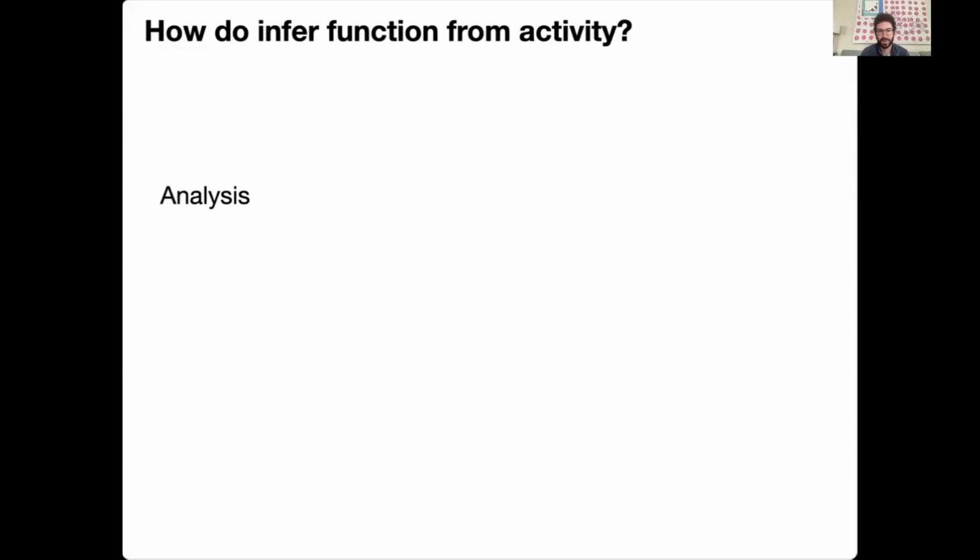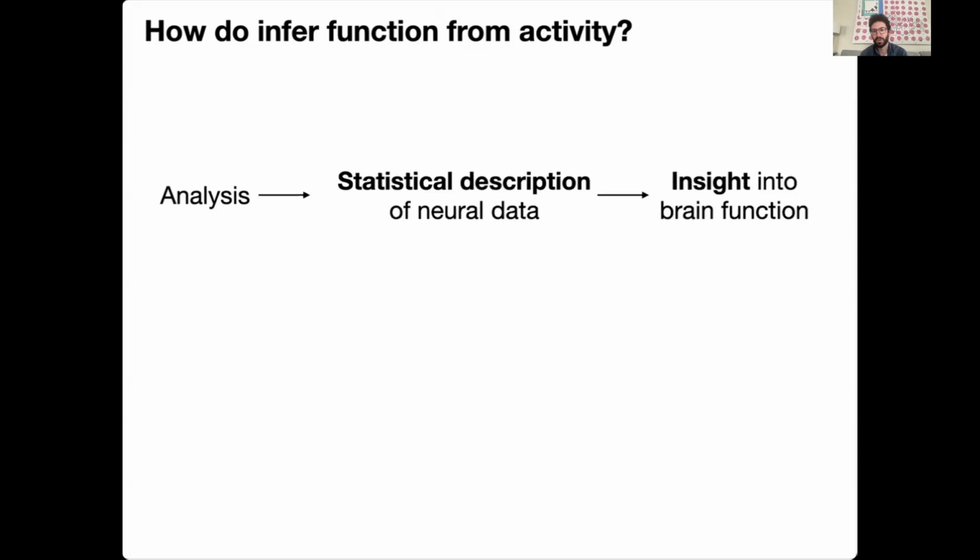You guys are learning about doing analyses of your neural data. These analyses will yield some statistical description of the data, of course. And really, what we're trying to do is go from a statistical description of the data into some insight about how the brain works. And maybe it's obvious, but this is really hard. This is our job as scientists, to make this step.